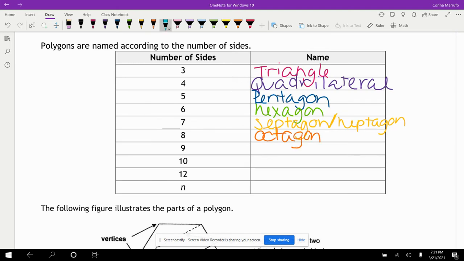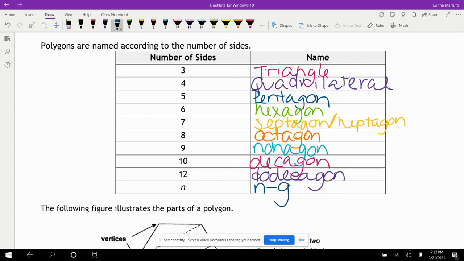Okay, the 9-sided figure is a nonagon. A 10-sided figure is going to be a decagon. Deca means 10, decagon. A 12-sided figure, do means 2, and deca means 10, so 2 plus 10 gives you 12, so dodecagon. And then anything after that is called an n-gon.